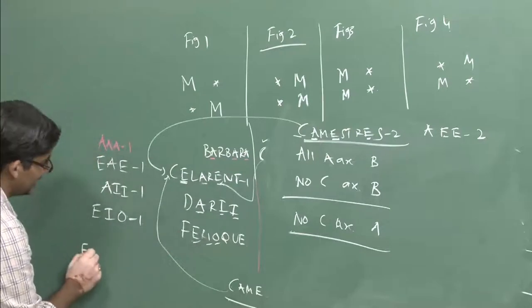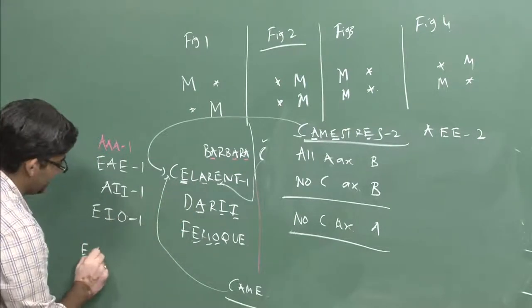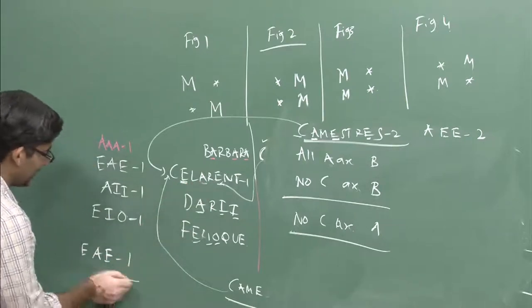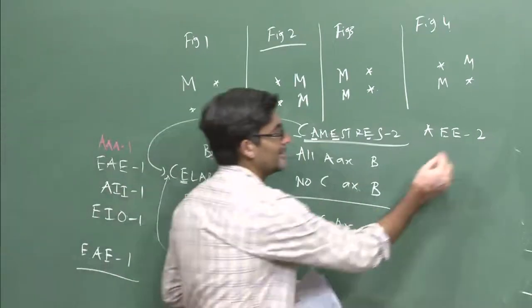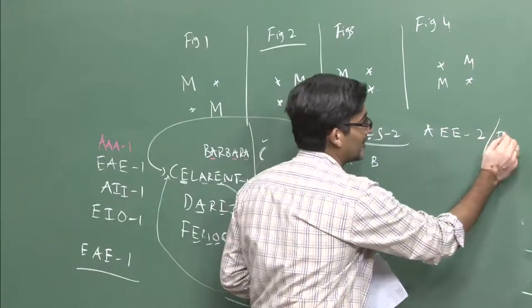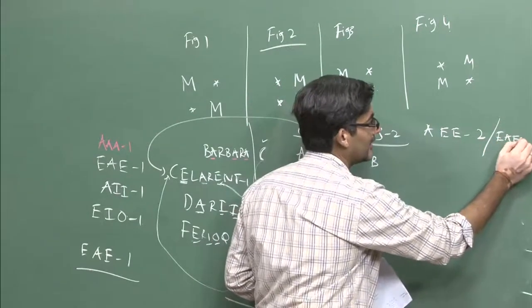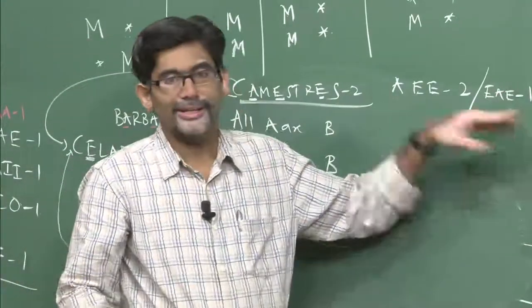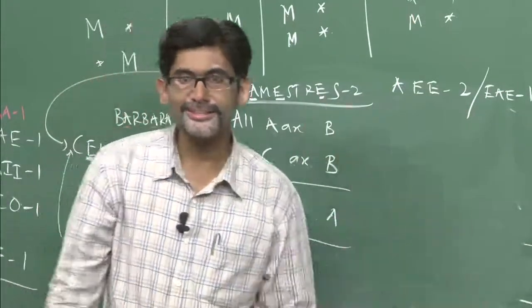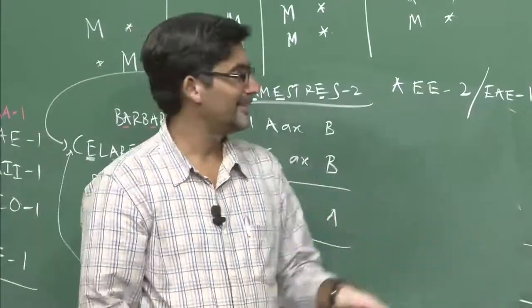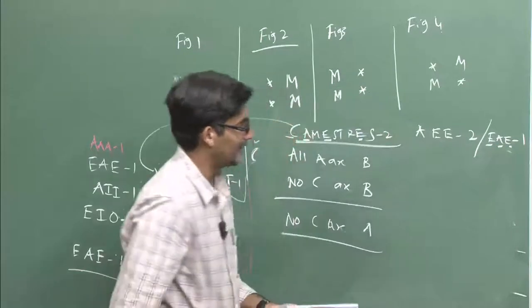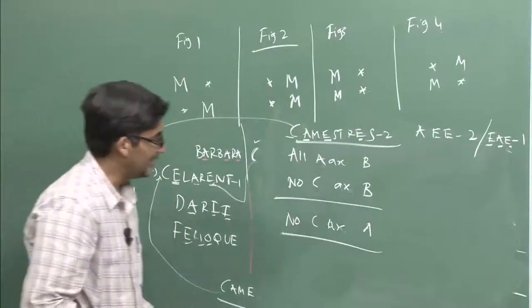This is E A E with respect to figure number 1. So now this A E E should reduce to E A E 1. But E A E 1 cannot be reduced to anything else. In that sense they are considered axioms, where the first two are premises and the other one is called the conclusion. It is always valid.